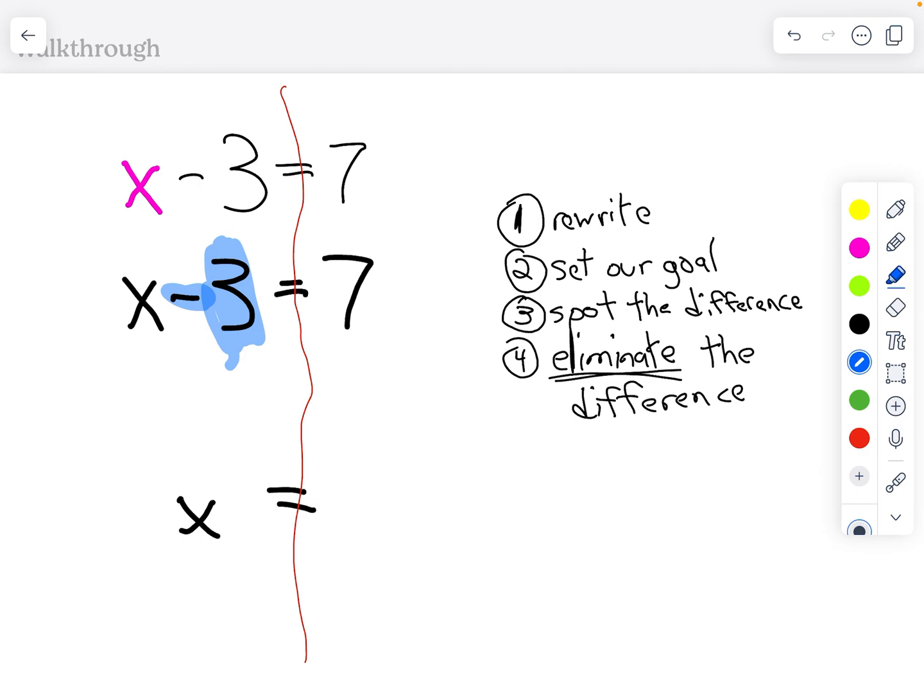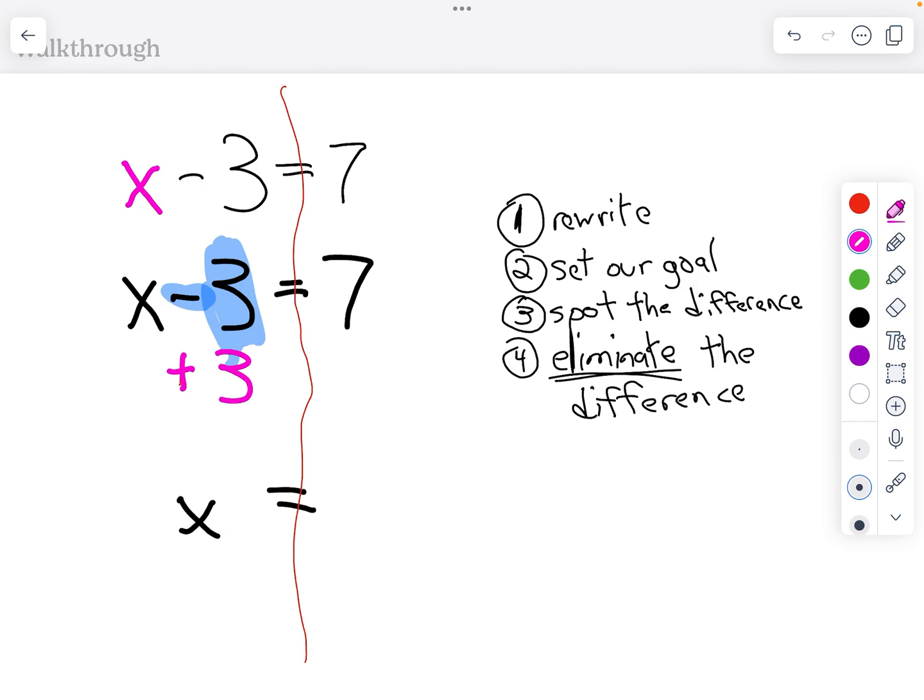So let's eliminate it. What is the opposite of minus 3? How do we get rid of a minus 3? In upper level math, you may say, what's the inverse operation? How do you get rid of a minus 3? Well, you get rid of that by plusing 3. And now I got to make this a little thicker. So there we go. And we get rid of it by plusing 3.